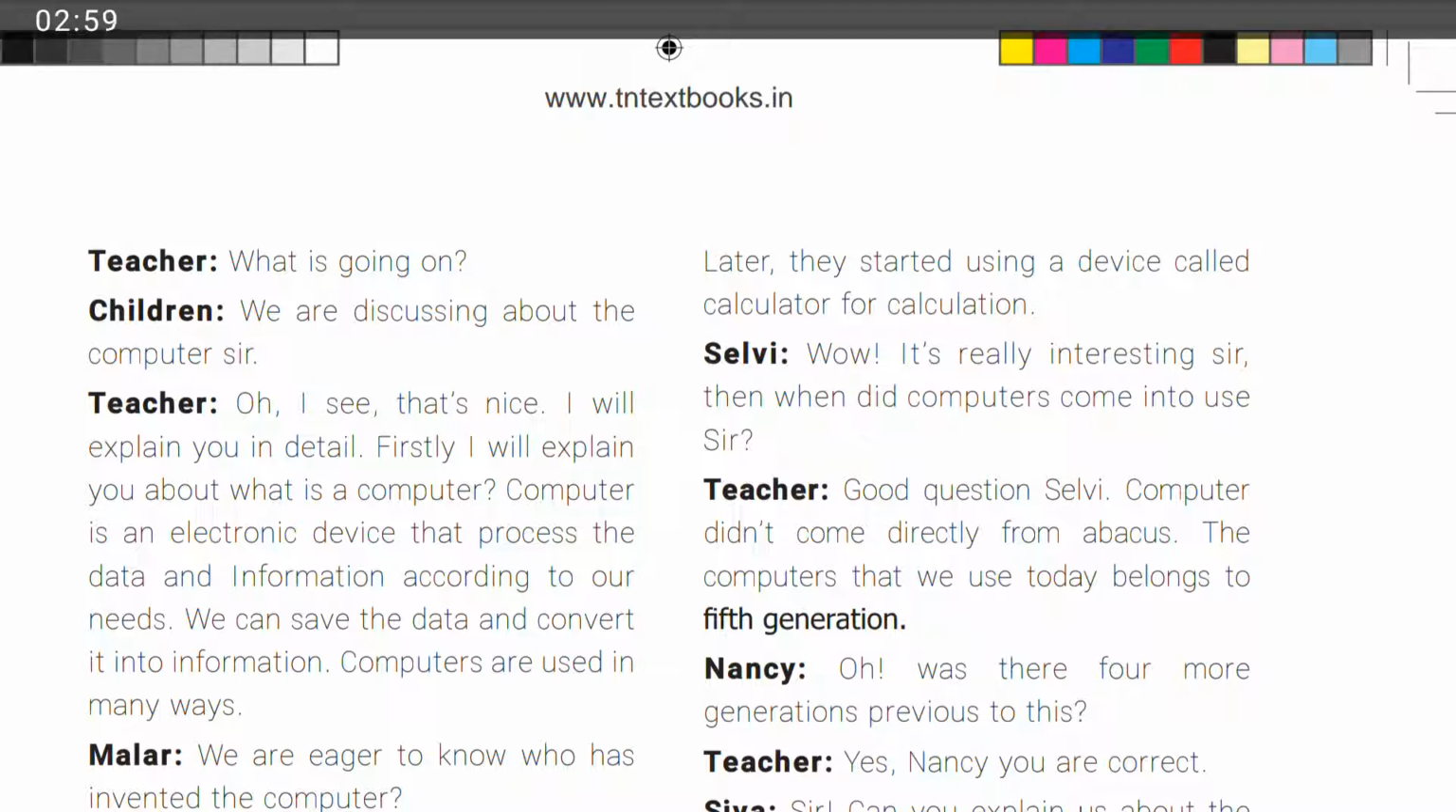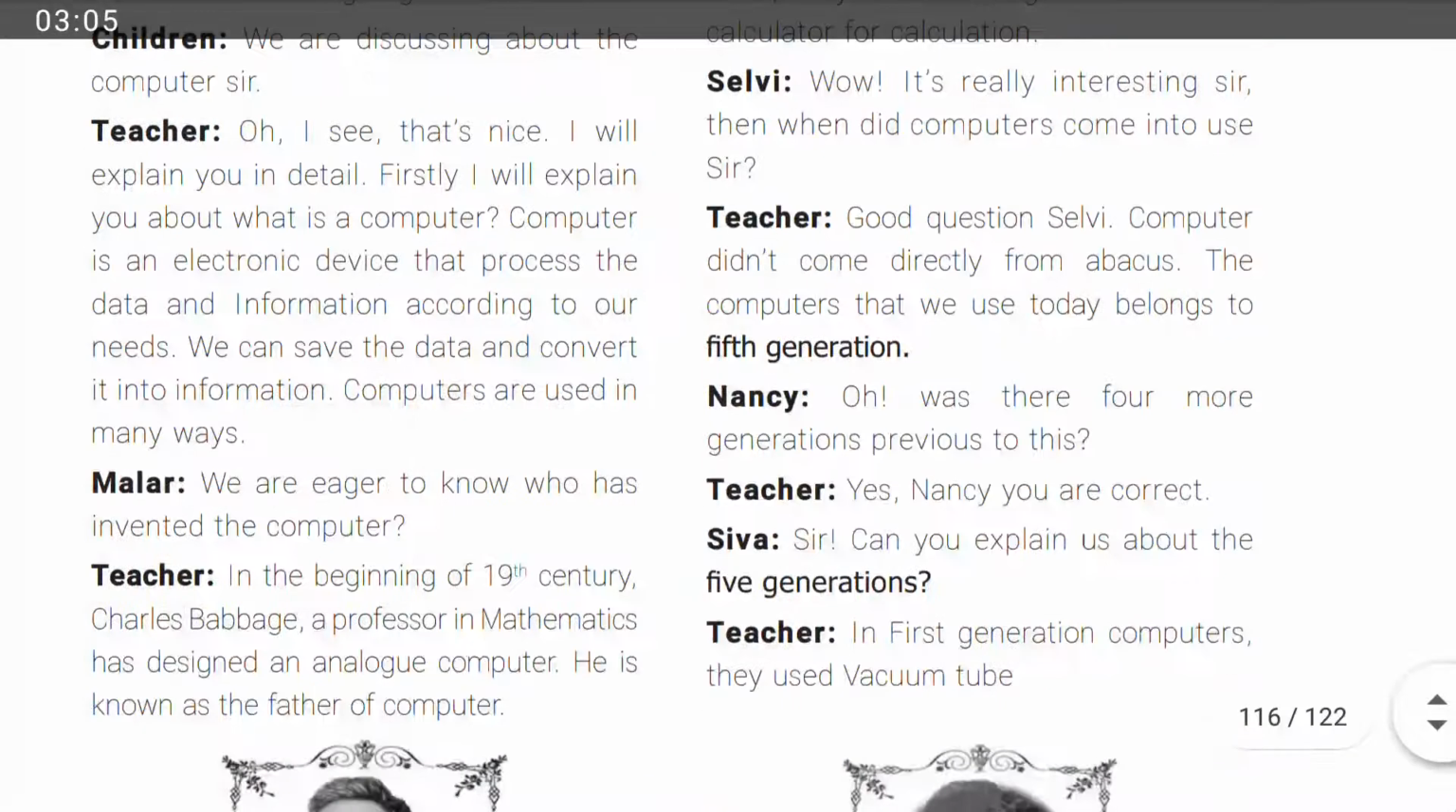And then, interestingly, about the next, this computer was first used in the abacus. Directly from the abacus, the computer that we use today belongs to the 6th generation.